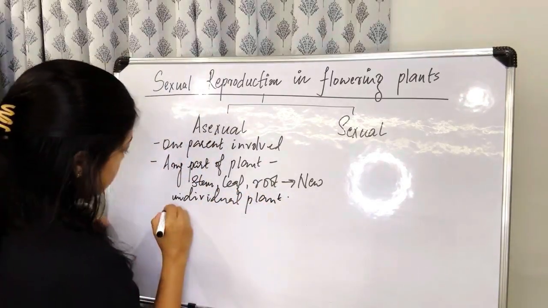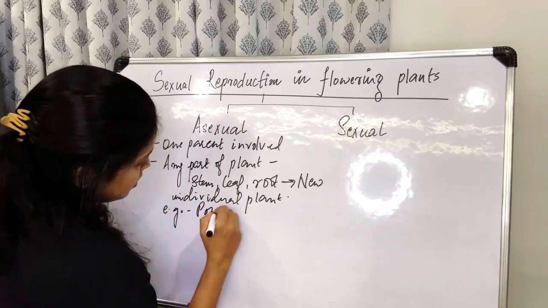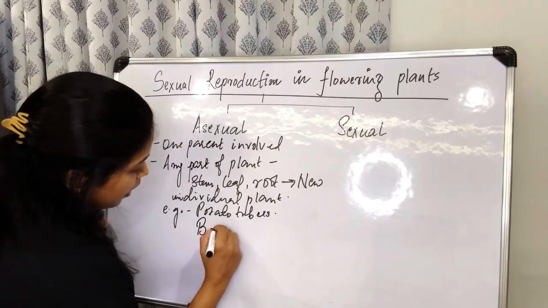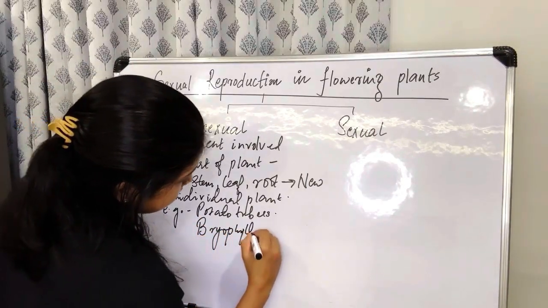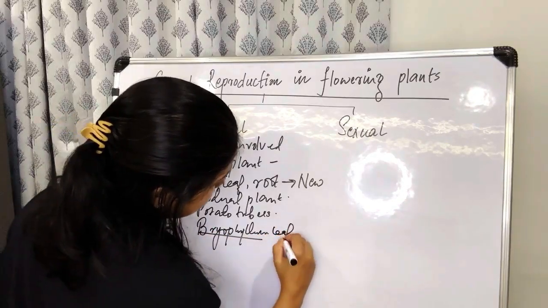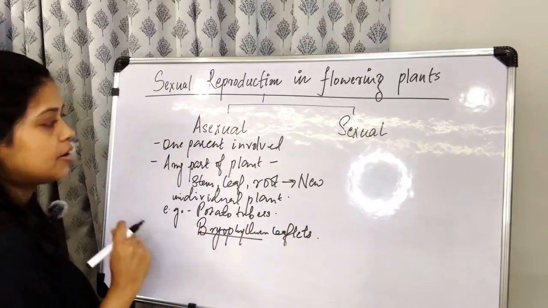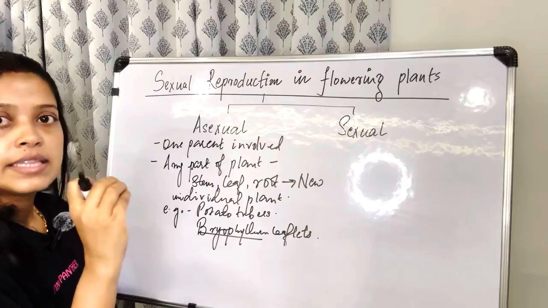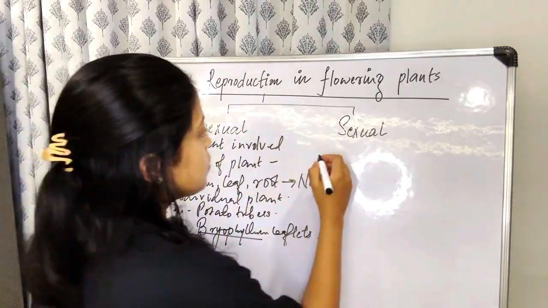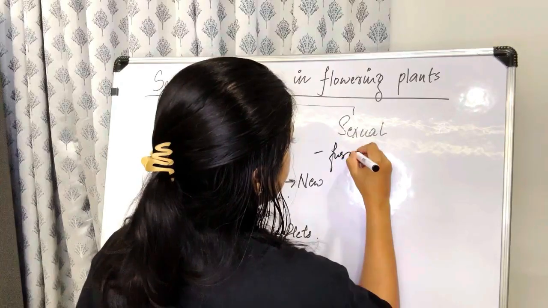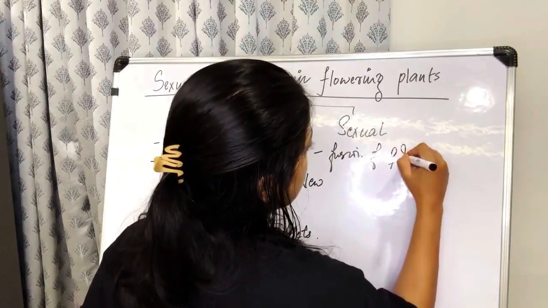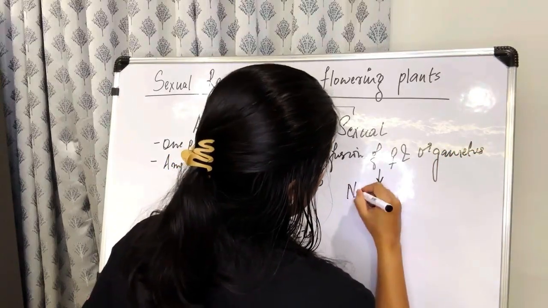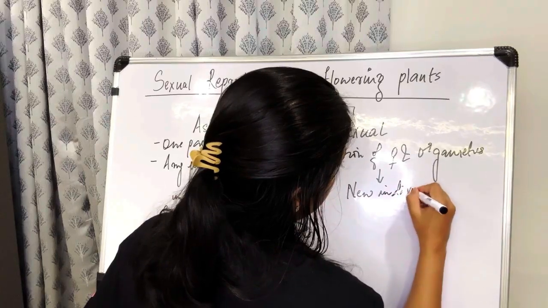For example, potato tubers can give rise to the potato plant. Bryophyllum leaflets can give rise to the bryophyllum plant. On the other hand, sexual reproduction is when there is a fusion of the male and the female gamete from the individual parent. So there is a fusion of female and male gametes, and that gives rise to a new individual plant.